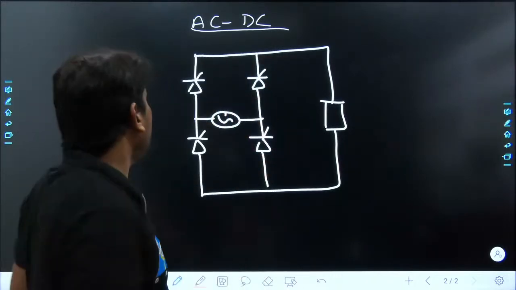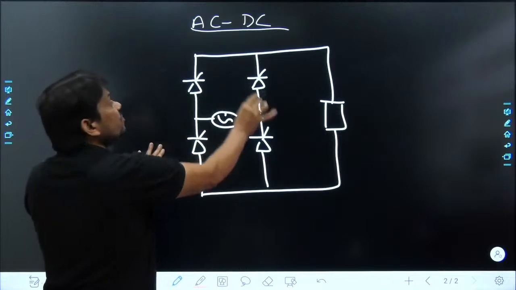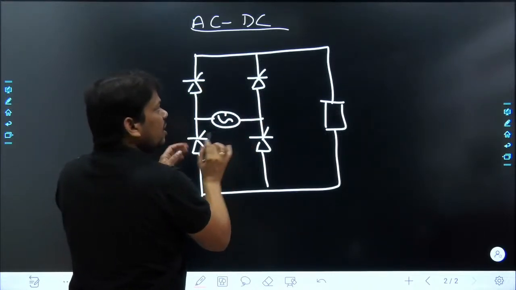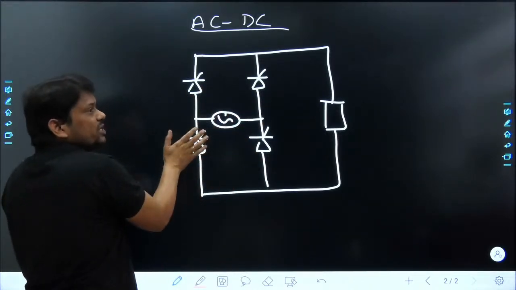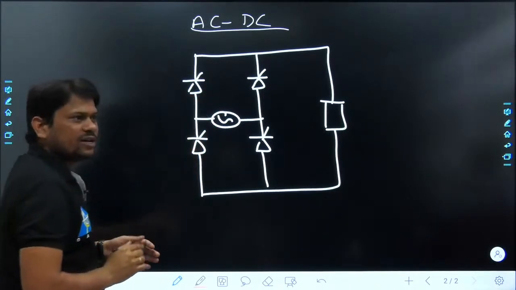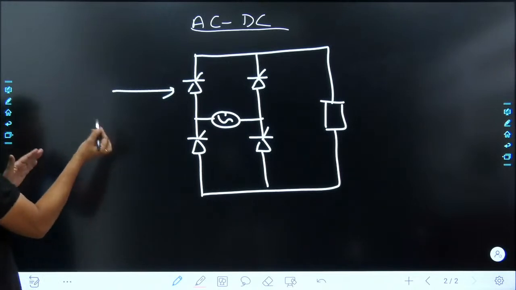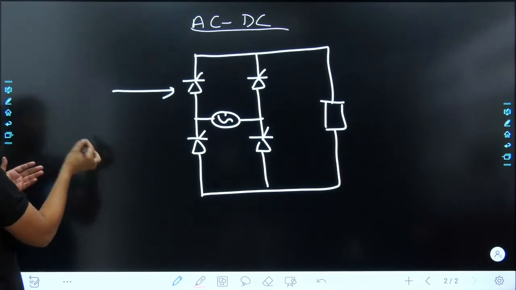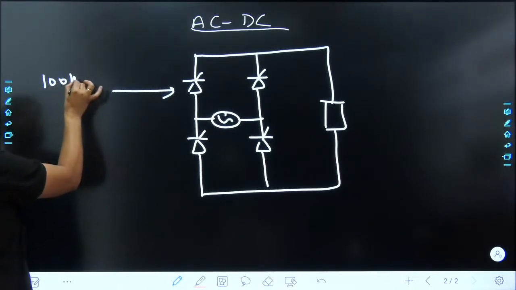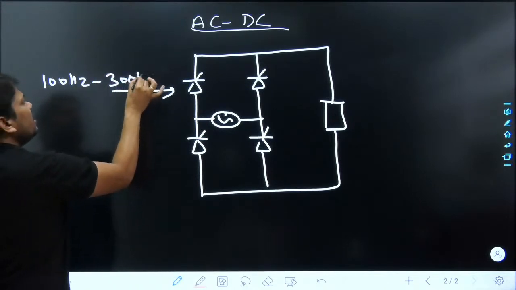Can you tell me, my dear friend, what is the switching frequency of SCR? In general, whatever SCR we use in AC to DC converter, the most interesting thing, the frequency of SCR cannot be more than hardly 200 Hertz or 300 Hertz. So it can be in the range of 100 Hertz to 300 Hertz hardly.